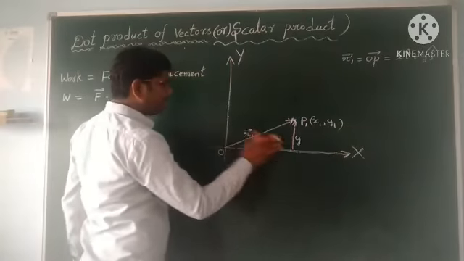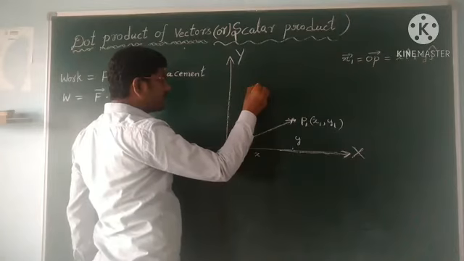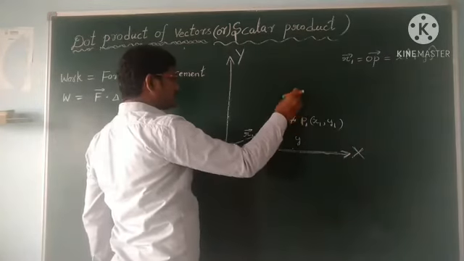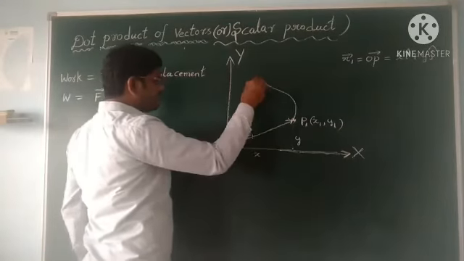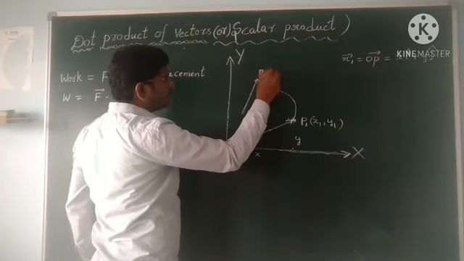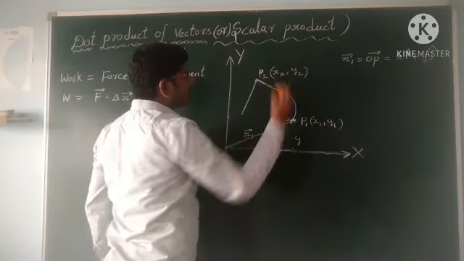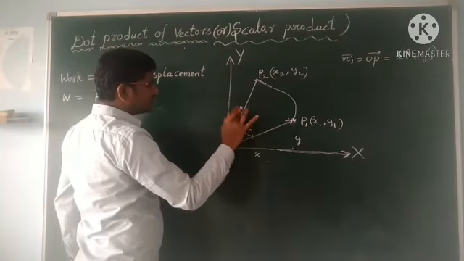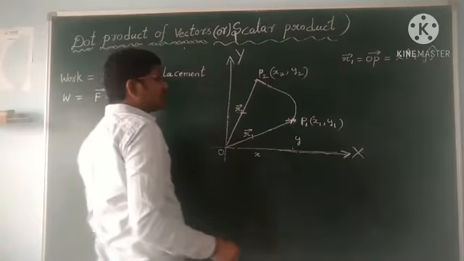And similarly, after some time this particle has reached here. Let us consider that it has reached here. So now this is the position of the particle P2. It has two coordinates x2 and y2. So you are telling its position from the origin, and this is called R2 bar.